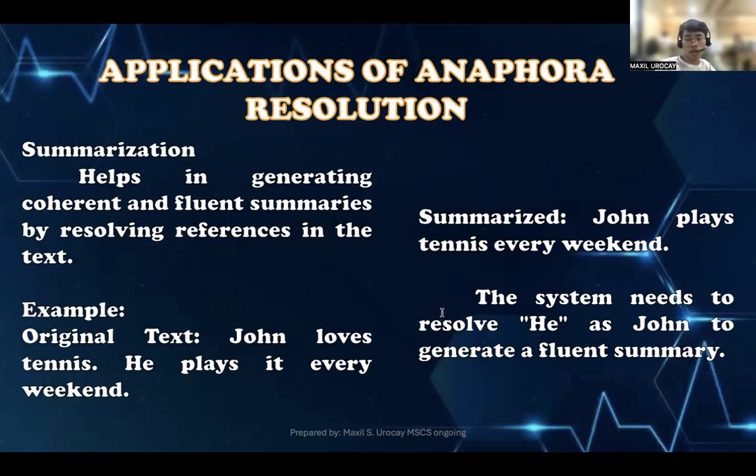So in summarization tools, like those used in news aggregation, they rely on anaphora resolution to create a concise and coherent summary. The system must resolve pronouns like he and it correctly. For example, in the sentence we have there, John loves tennis and so on and so forth, the system resolves he to John to generate a clear summary.